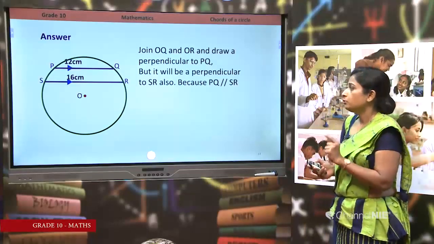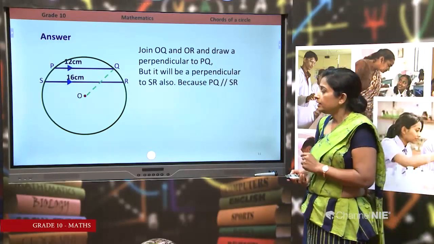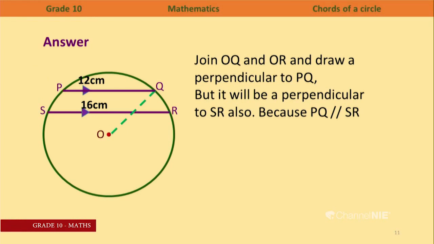So, here we should do that construction. Here I am joining OQ and OR. They are the radii here. OQ represents a radius of this circle, and OR also represents a radius of this circle.